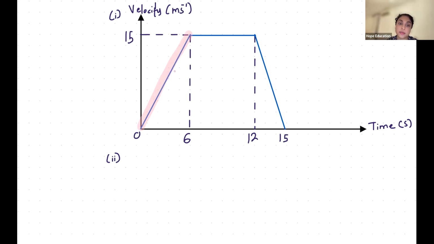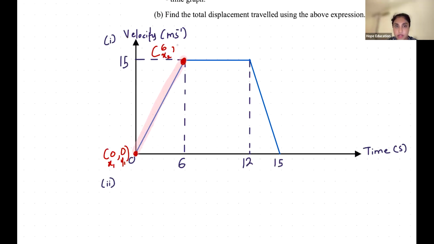In this section, I need 2 points. My first point is here. Here the x value is 0 and the y value is also 0. Then I have this point. What is the x value of that point? 6. And what is the y value of that point? 15. So 15 is y2.